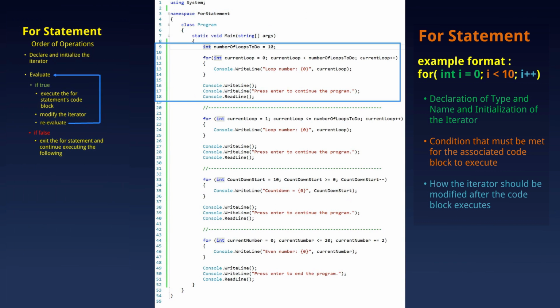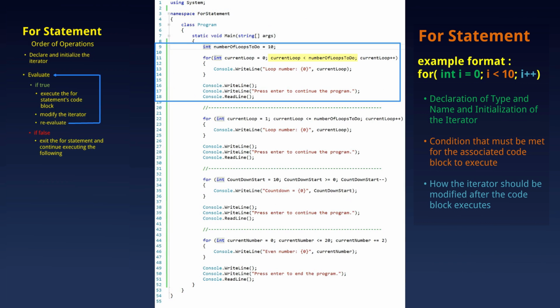I'm going to declare an integer called numberOfLoopsToDo and set it equal to 10. So let's look at the for statement. The for statement is composed of three parts inside the parentheses. They are separated by semicolons. The first part is a declaration of an iterator. The iterator must be initialized here. So in this one, I declare an integer called currentLoop and I set it equal to 0.